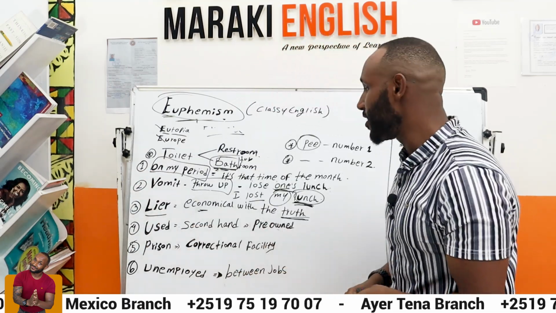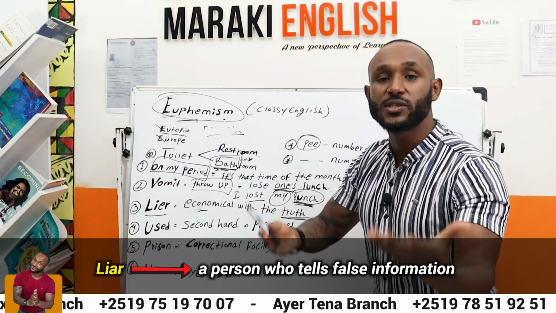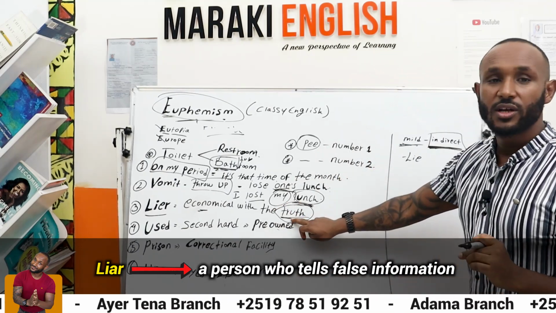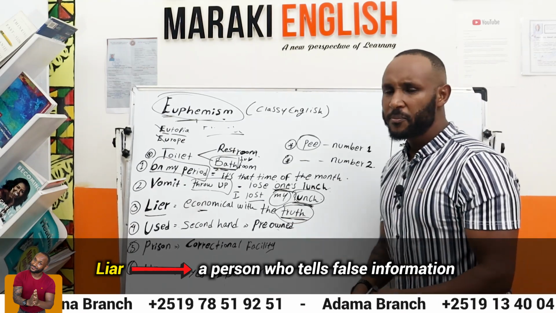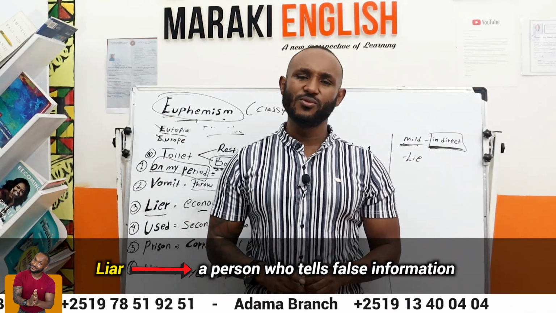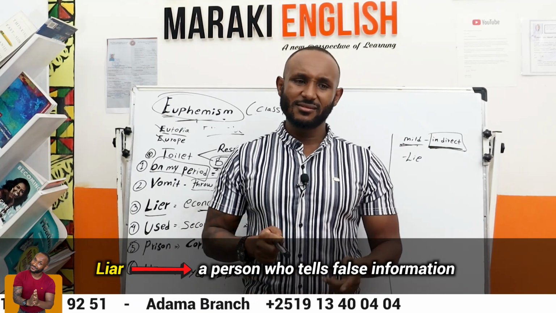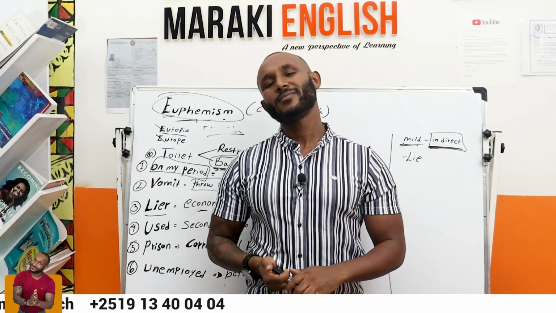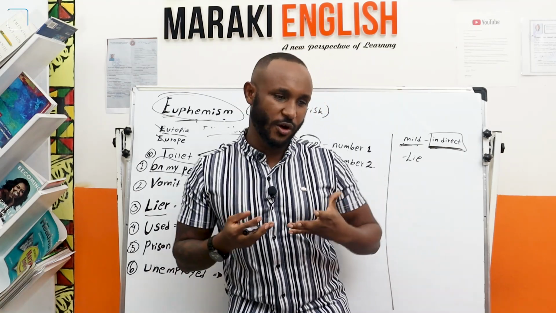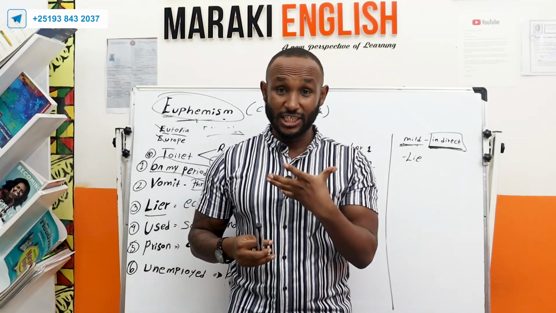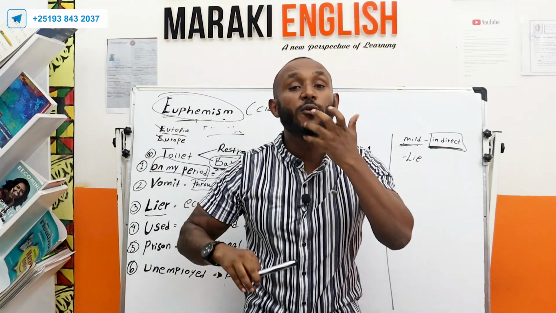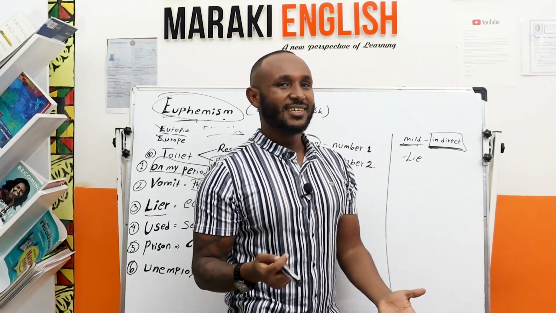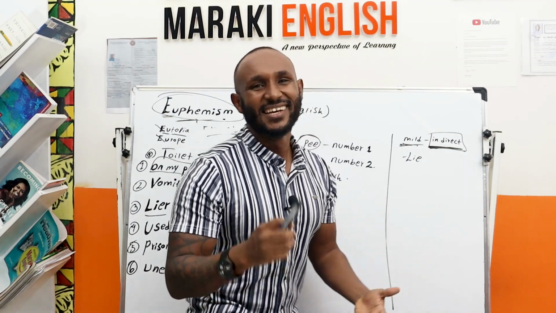Liar. The person who tells false information, or the person who tells you something untrue, is called liar. But maybe he lies to you freely, and you want to tell him he's the person who lies. So you don't say, hey, you're a liar sometimes. You can try to play it off and make it softer with your intonation, with the rise and fall of your sound. You can say, man, you lie sometimes, but still, it's not so smart. There is a word for it.